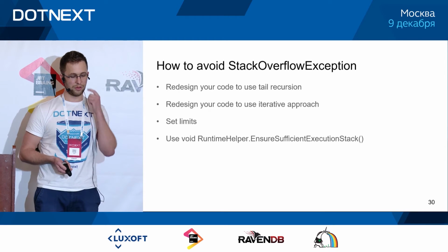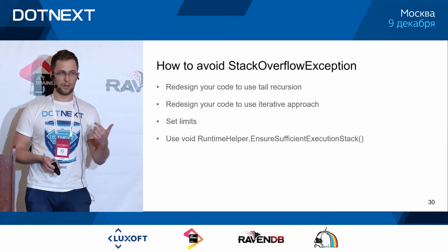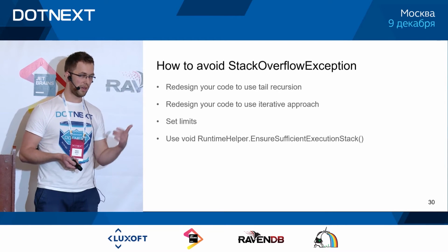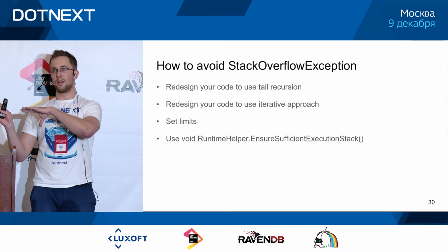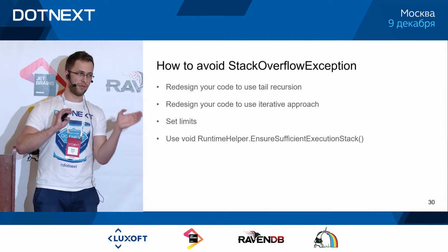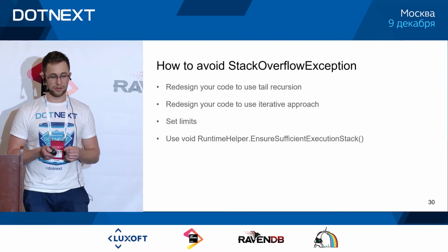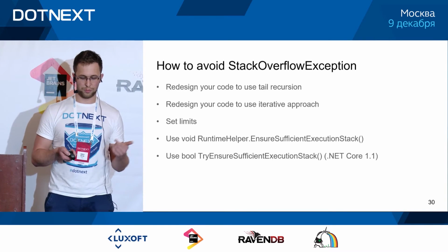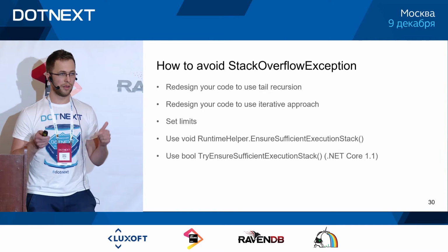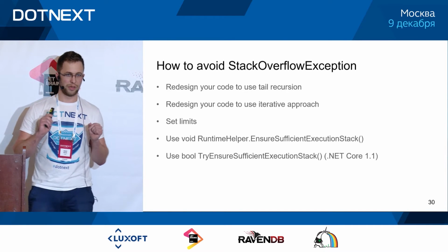What you could actually do is also to ensure sufficient execution stack, which throws an exception when there is not enough space. Not enough is, once again, 38 kilobytes. And in .NET Core 1.1, which was released 2 months ago, you can call a method that simply returns a Boolean.